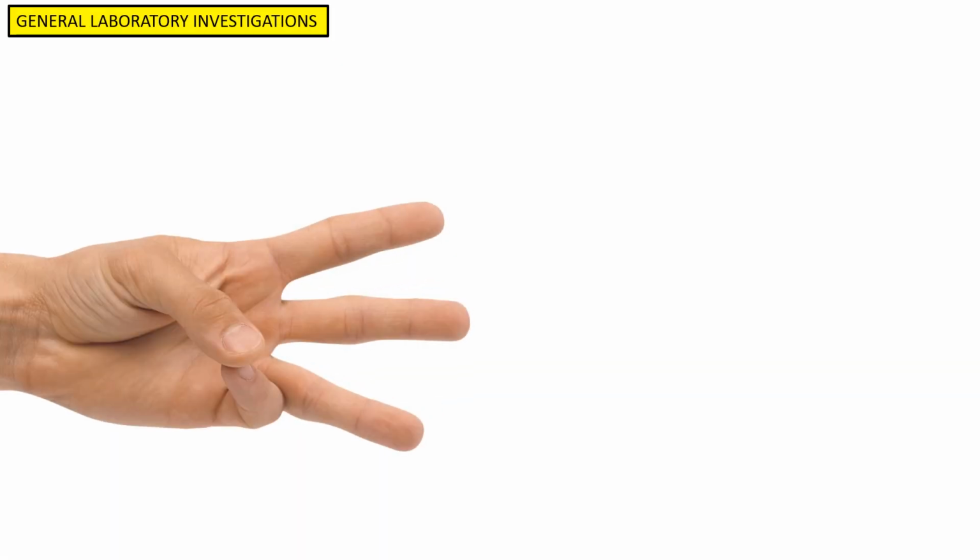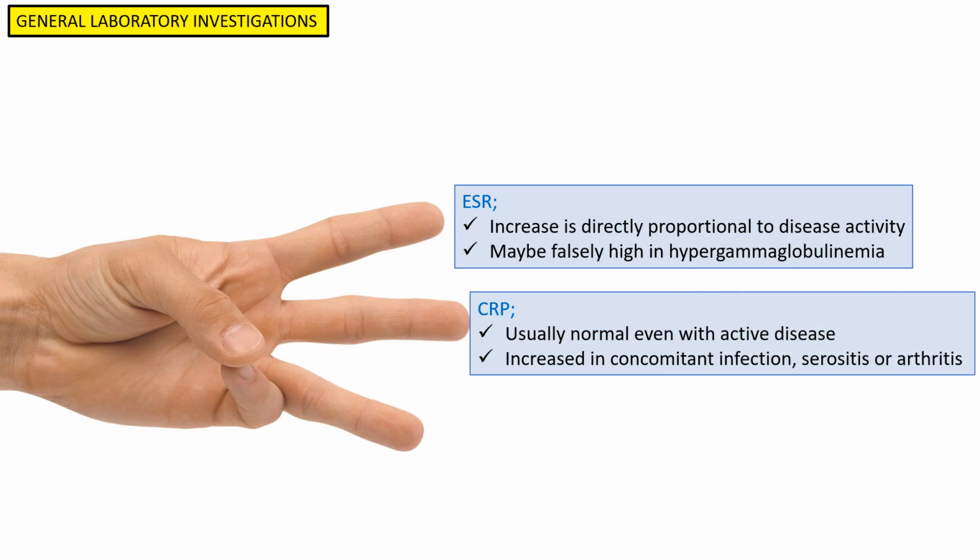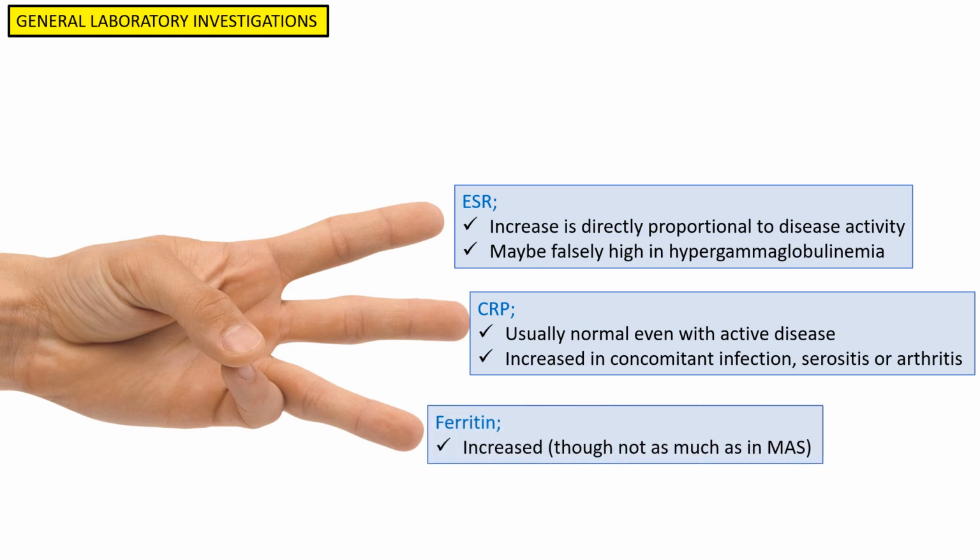Basically, we do 3 laboratory investigations in most of the patients, and these are ESR, which increases in direct proportion to the disease activity but may be falsely elevated in hypergammaglobulinemia. CRP is usually normal even with active disease but is increased in concomitant infection, serositis or arthritis, and ferritin is increased though not as much as in macrophage activation syndrome.